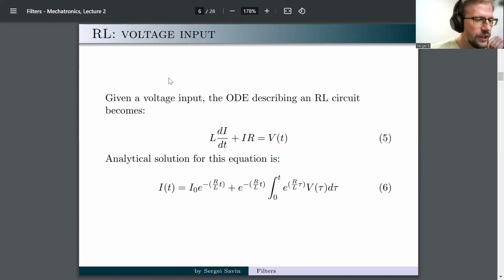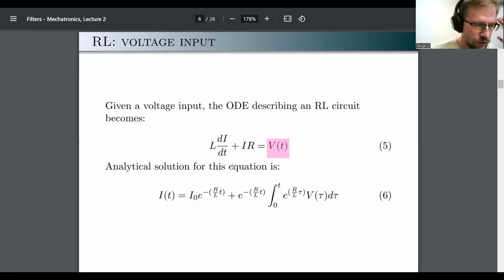Okay. Now let's consider the solution with the input. With arbitrary input, just some function v of t, we can find an analytical solution. The analytical solution is going to have this part, which is what we saw before. This is just the solution to the homogeneous part of the equation, as we call it. Homogeneous means that it consists of various derivatives of the variable I in this case. And you can say this has to do with initial conditions.